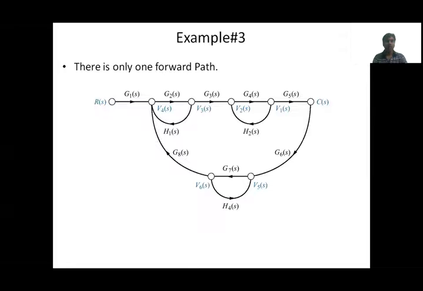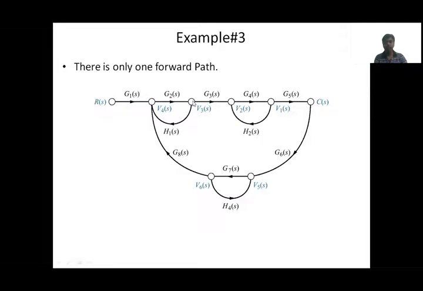In this, we'll see how many forward paths exist first. So here we have started from here R of S and we are going to this path. This path we can't go because of opposite direction. This also opposite direction, so we can't go. So forward path is this one only.